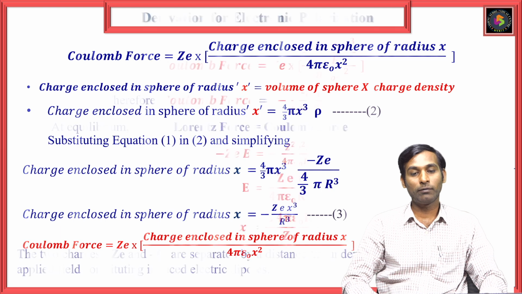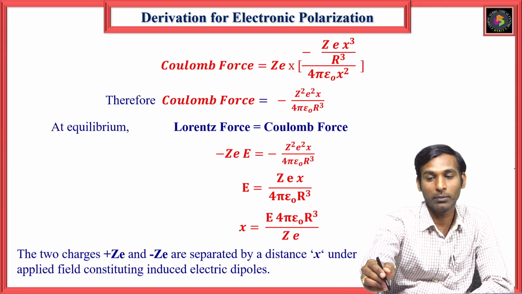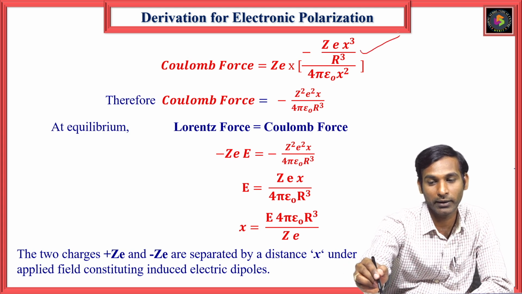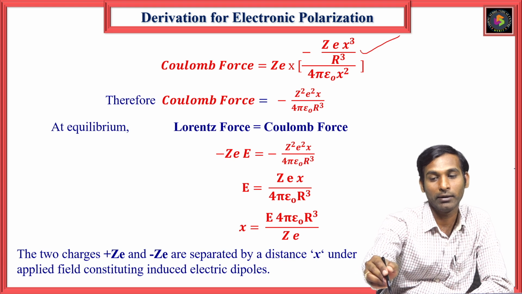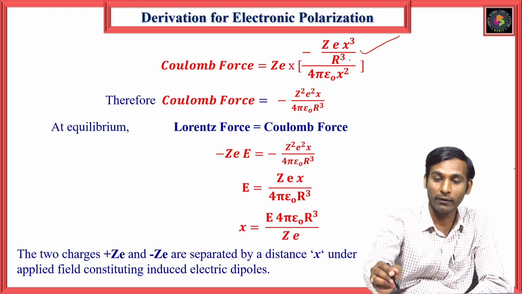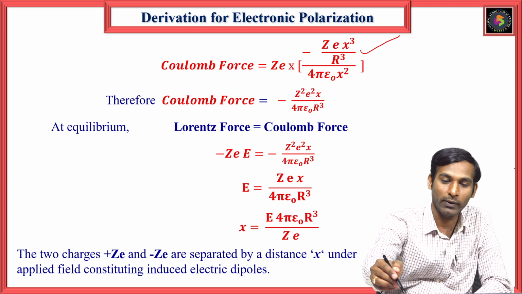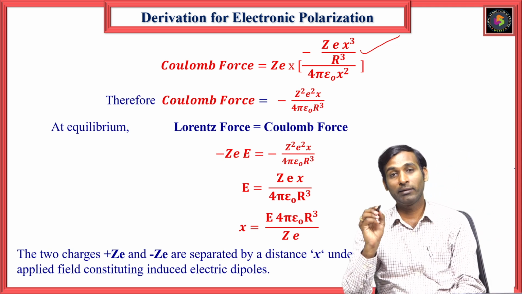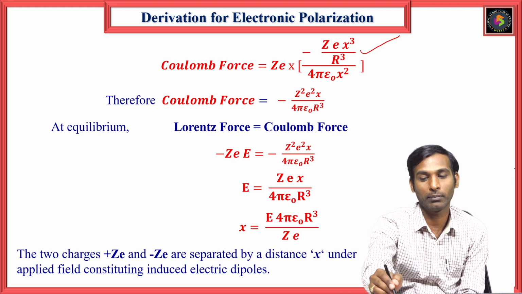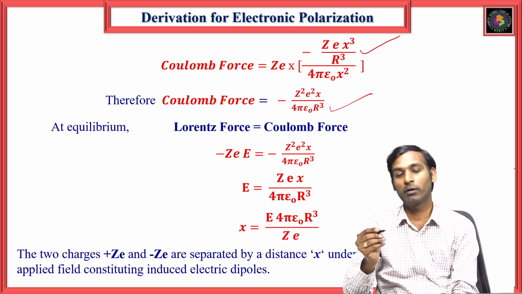Now we can substitute in this formula. Coulomb force is equal to charge Ze times the charge enclosed in the sphere of radius x, which is minus Ze x cube divided by capital R cube, divided by 4 pi epsilon naught x square. Substitute this formula and simplify. We will get the exact Coulomb force equation: minus z square e square x divided by 4 pi epsilon naught R cube. This is the Coulomb force equation.